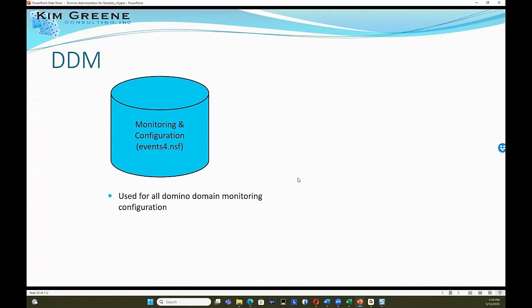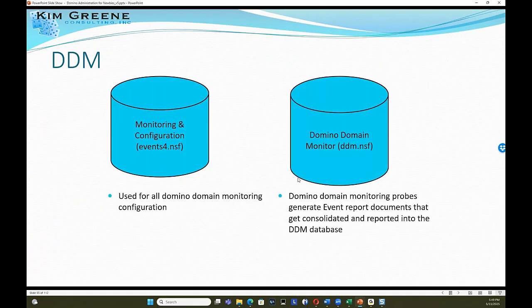And how this actually works is we have our monitoring and configuration database at events4, and that's where we define the probes we want to have running. Then, when a probe runs and finds a condition, it creates a report. And those reports get populated into your Domino domain monitoring, or ddm.nsf, database. So that's where you want to go to actually view the information.